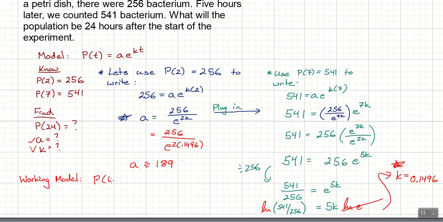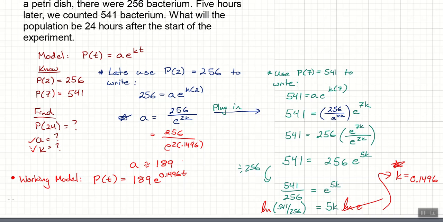Apparently the population at time t for this bacteria is 189, that's my initial population, my a value, times e to the, so what was k? 0.1496, and I'm going to multiply by t. Here is my true model. I can now predict and reason out the population at any time t for this bacteria, assuming that it's allowed to grow forever infinitely large if we wanted it to.